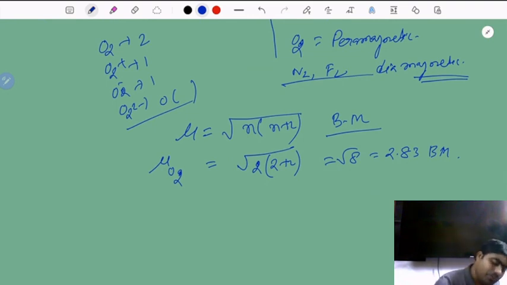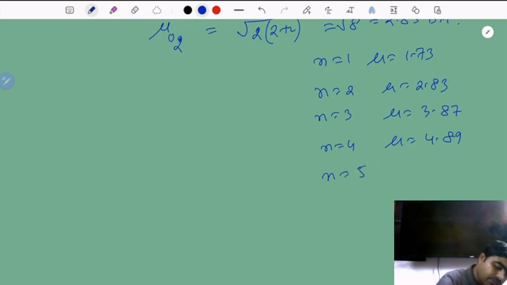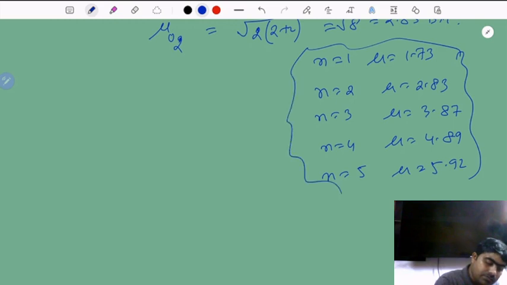One important thing is that if n equal to 1, mu equal to 1.73. If n equal to 2, mu equal to 2.83. If n equal to 3, mu equal to 3.87. N equal to 4, mu equal to 4.89. N equal to 5, mu equal to 5.92 BM. Okay, you have to remember this. Then it will be very helpful in the exam hall, because we have to arrange their magnetic character.